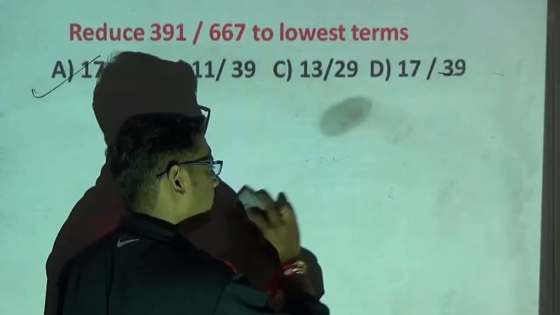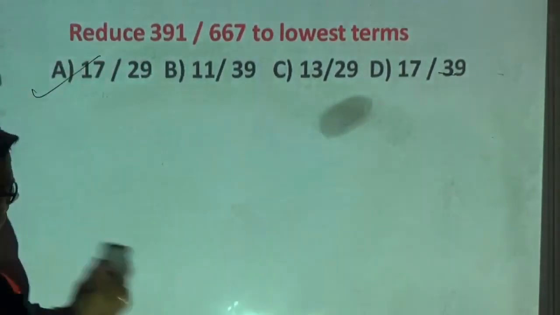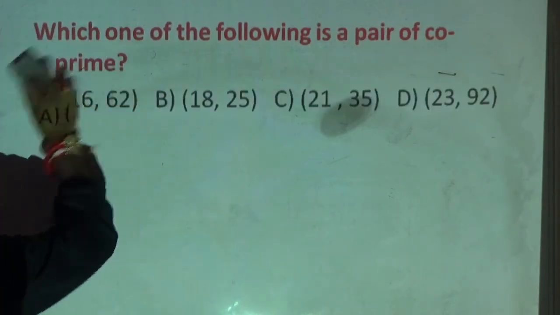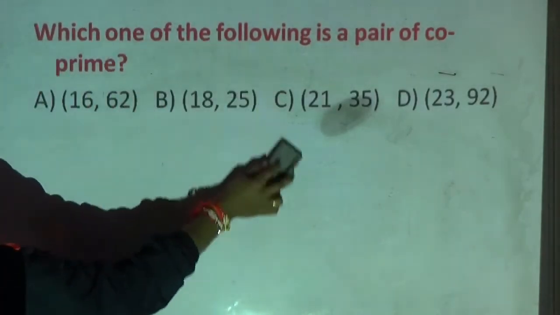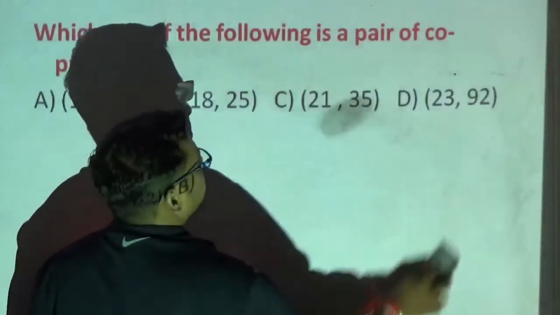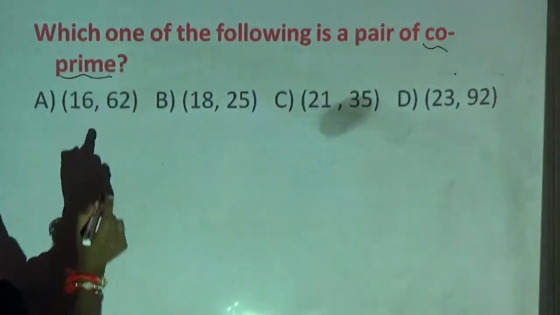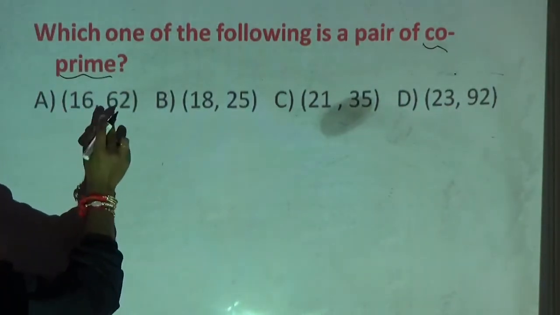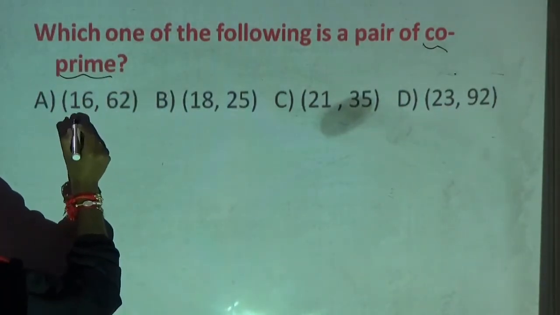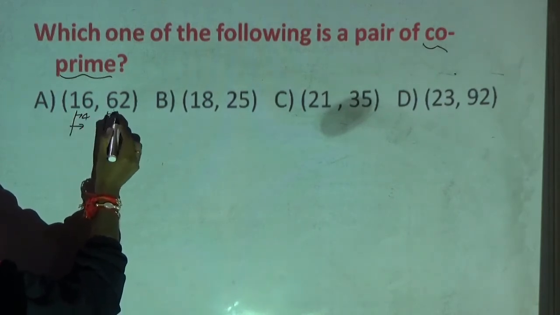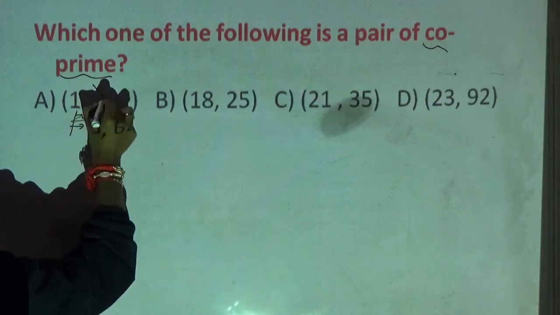I'll go for the next problem. Now, next question. Which one of the following is a pair of co-prime? They are asking, what do you mean by co-prime? HCF should be 1. Now, here you see, HCF is not 1. Because here also I am having so many factors like 4, 2, from 2 I can divide, right? This is not a co-prime.